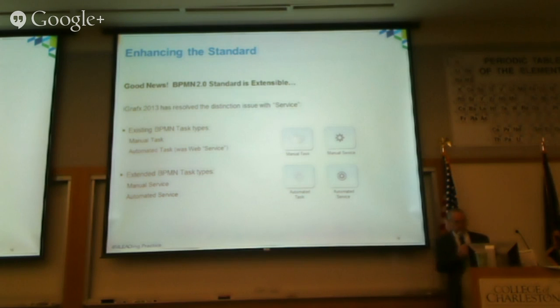They have both a manual task and an automated task. So that used to be a web service or an automated service, and now that's been changed to mean automated task. And then we've added 2 new ones, the manual service and the automated service. So now you have the distinction between these 2.